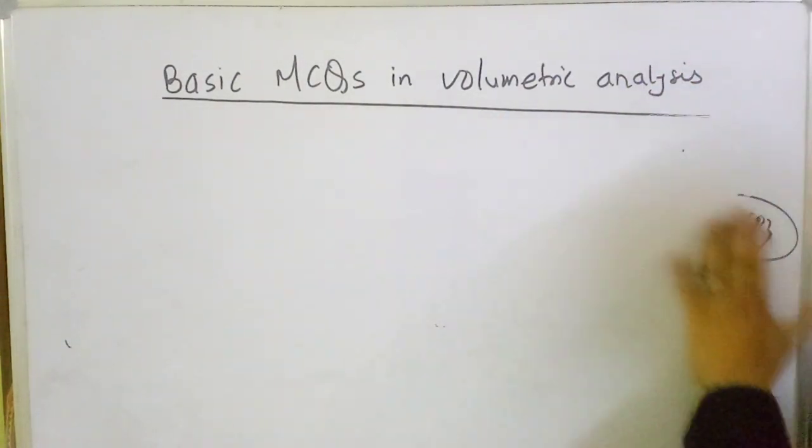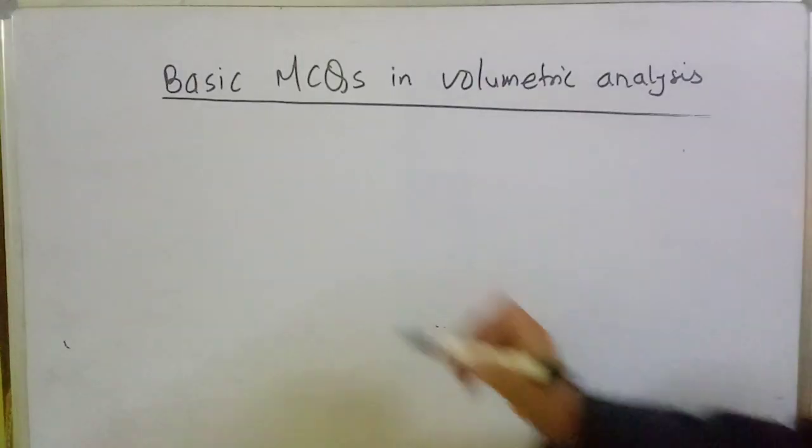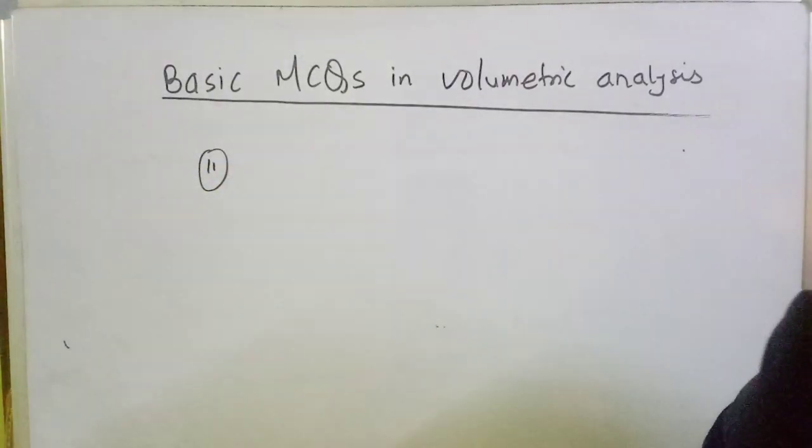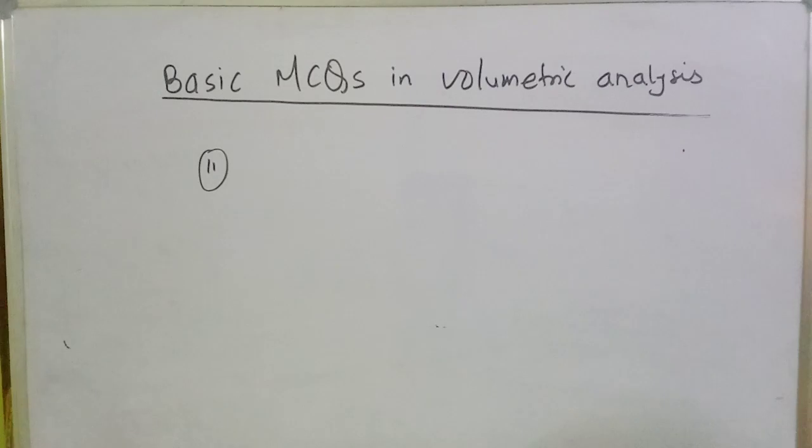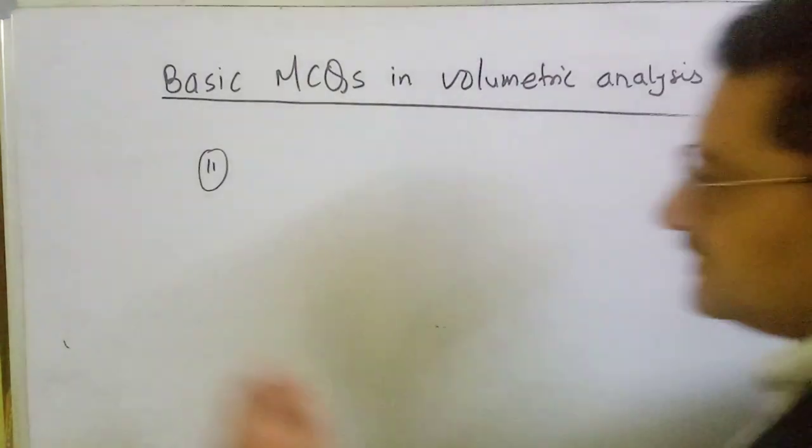Okay, now we are going to number 11. So let us see number 11. In number 11, we have one important question regarding indicator. So indicator indicates the point by changing the color of itself. Indicator indicates the point.